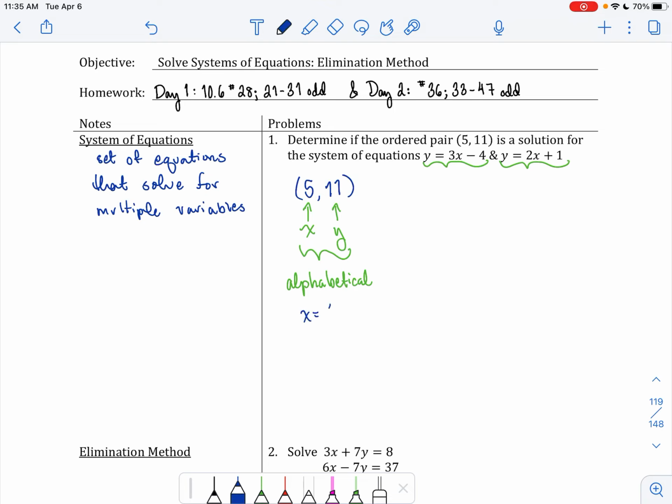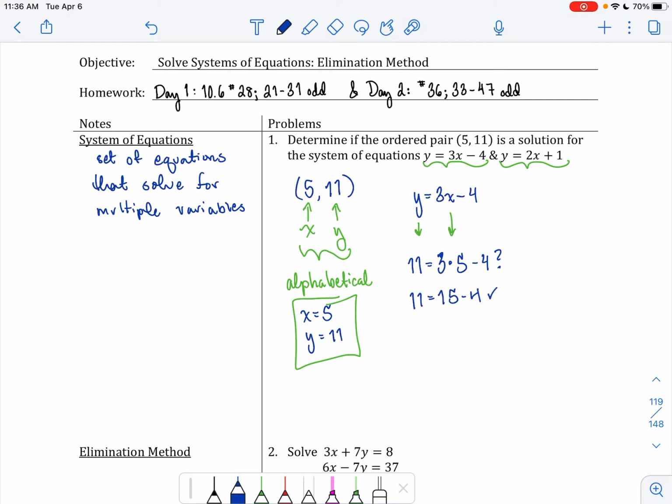So this says that x equals 5, y equals 11, and it's asking if something is a solution, so all you need to do is check. So we're going to start with the first equation, y equals 3x minus 4. And we're going to plug in our x and y values, using x equals 5, y equals 11. So 11 equals 3 times 5 minus 4, question mark. Well, we can say then 11 would then be equal to 15 minus 4. Yep, so it's a solution for the first equation.